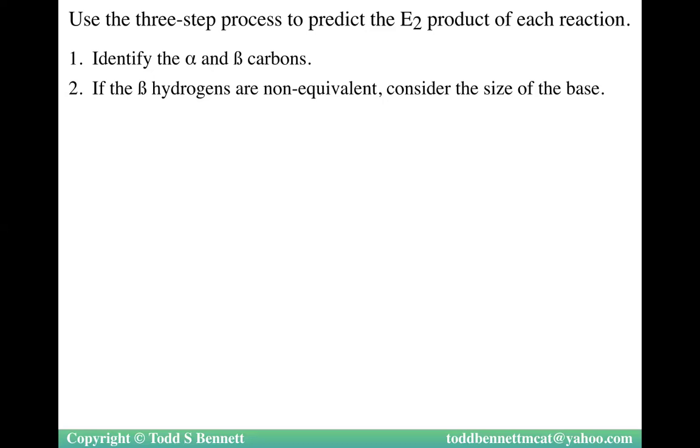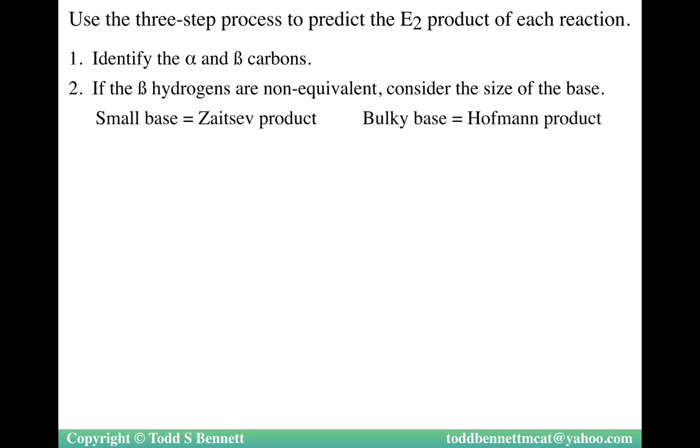So therefore, you have to consider the size of the base. If it's a bulky base, really large base, then it's going to choose the less hindered beta H. And if it's a small base, it'll choose the more stable, i.e. the more hindered H. So small base will go to Zaitsev product, bulky base, Hofmann product. So hefty Hoffy, a hefty base will go to a Hofmann product.